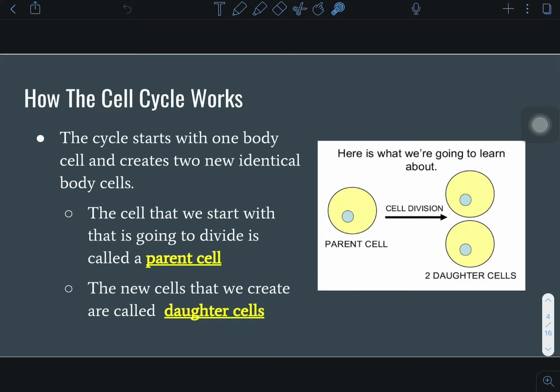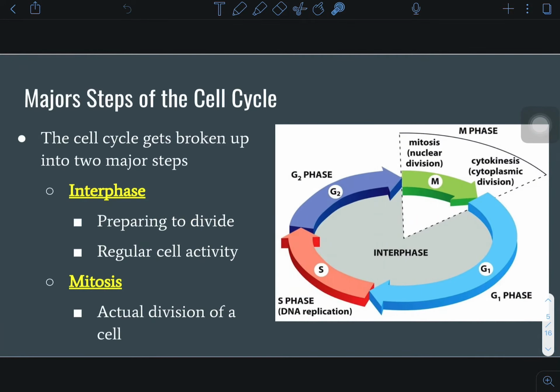So this is how they create two new identical body cells, okay? Identical, genetically the same. The cell cycle that we start with takes what we call a parent cell and divides it into two daughter cells. So one parent divides into two daughter cells through the process of cell division. These are the major steps of the cell cycle, and this is what the activity you were to have done over break was meant to work through.